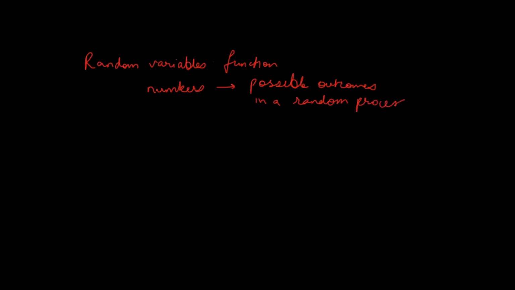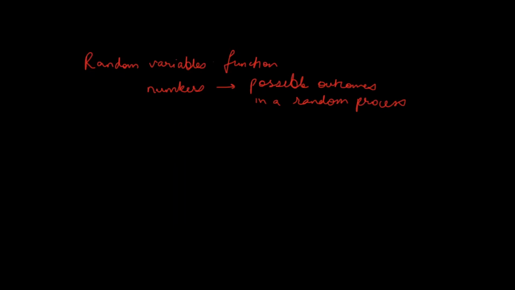So what is a random variable? So a random variable is a function, and this function basically assigns numbers to a set of possible outcomes in a random process. Let's go through an example.